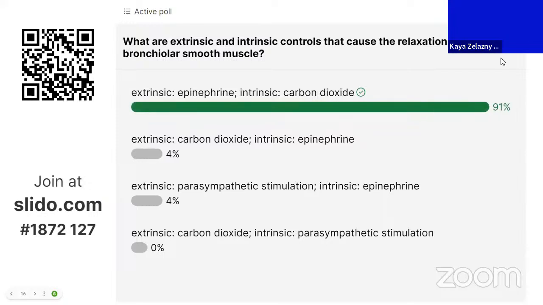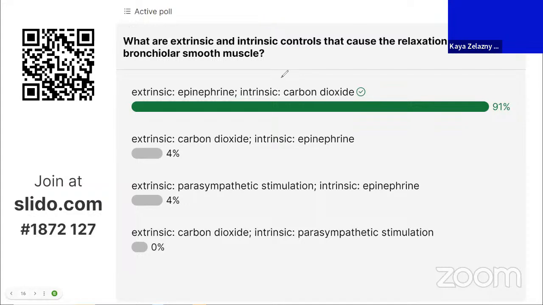All right, great. Okay, so what we were just looking at, when we're thinking about relaxing bronchial or smooth muscle, we're thinking about bronchodilation. We've got epinephrine. We've got carbon dioxide. We might also add on sympathetic stimulation, but definitely not the parasympathetics.